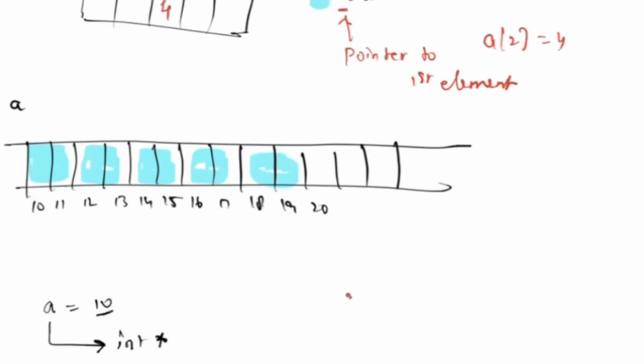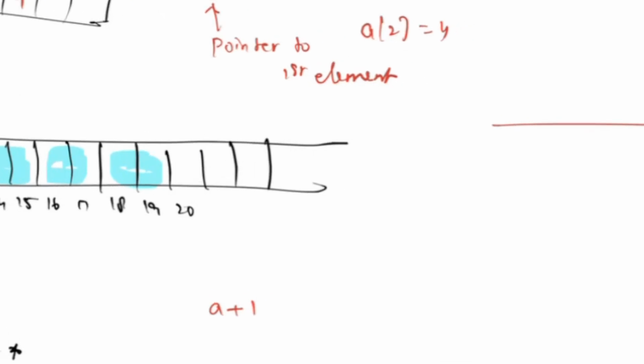Now, if I say A plus 1, what do you think A plus 1 will be? If A is 10, then A plus 1 can be either 11 or 12.